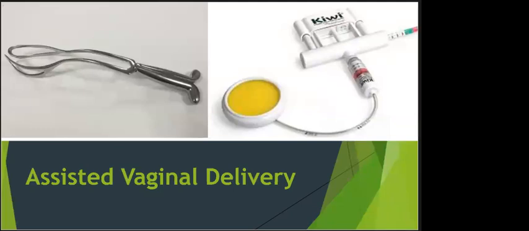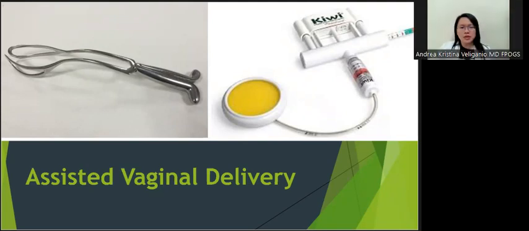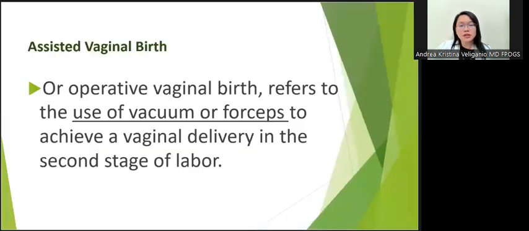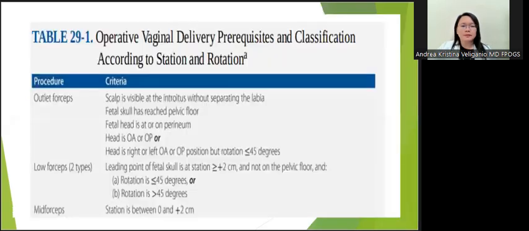Let's talk about assisted vaginal delivery. Assisted vaginal delivery comes in the form of using a vacuum and a forceps. An assisted vaginal delivery is the use of a vacuum or a forceps to achieve vaginal delivery and hasten delivery in the second stage of labor, from full dilatation to the delivery of the fetus.